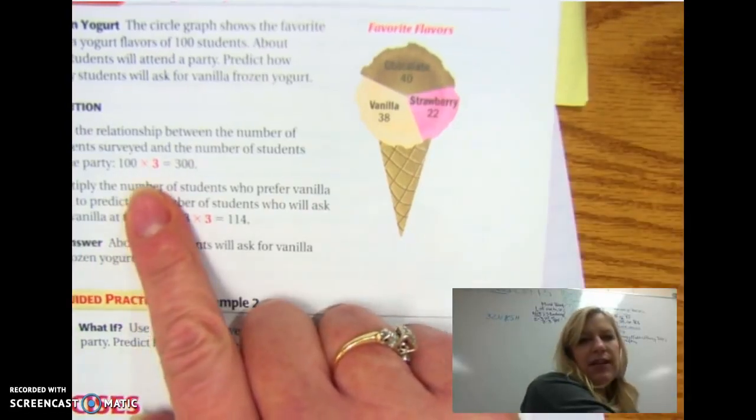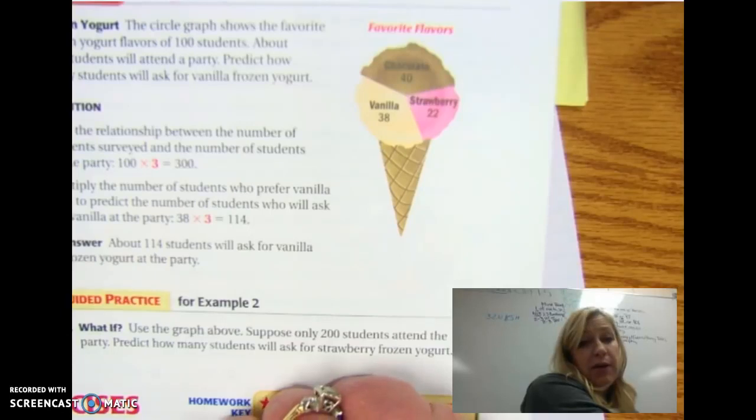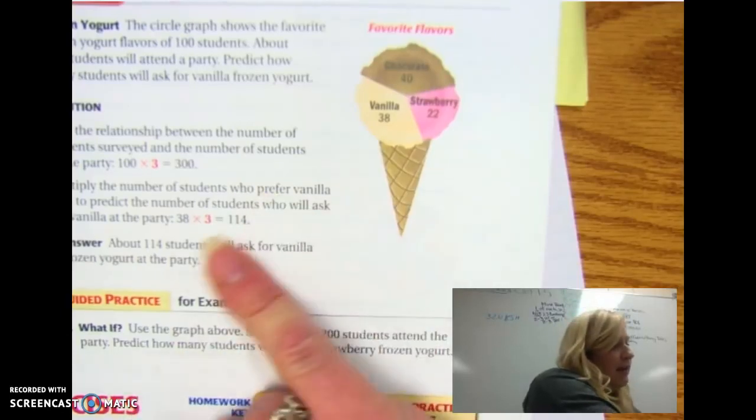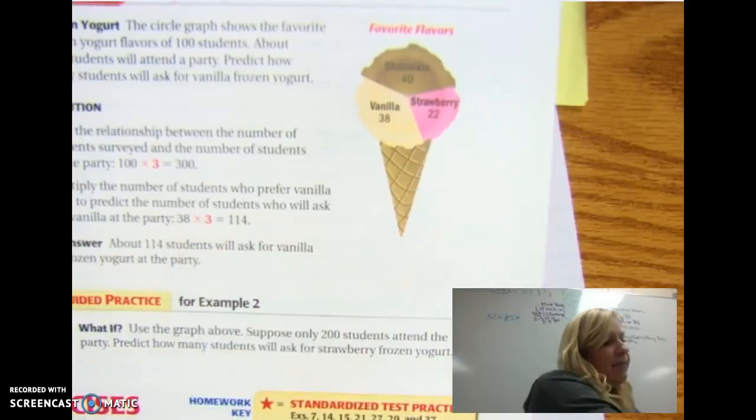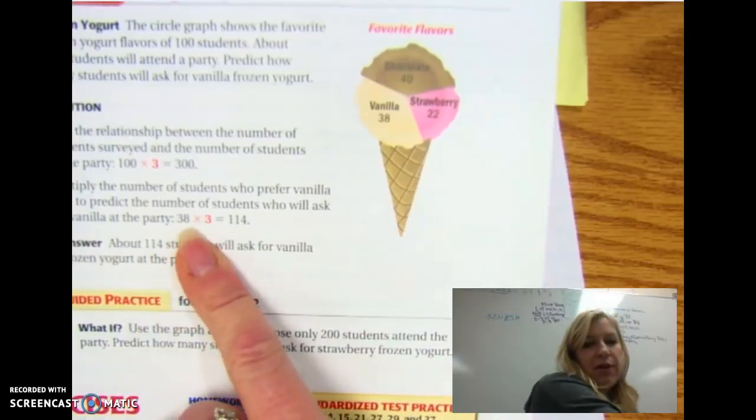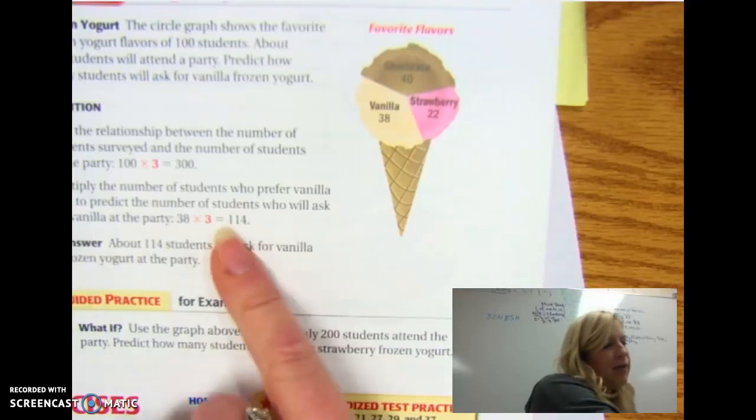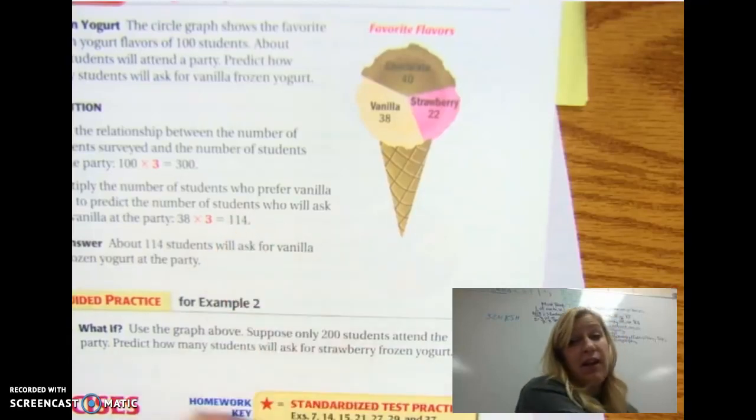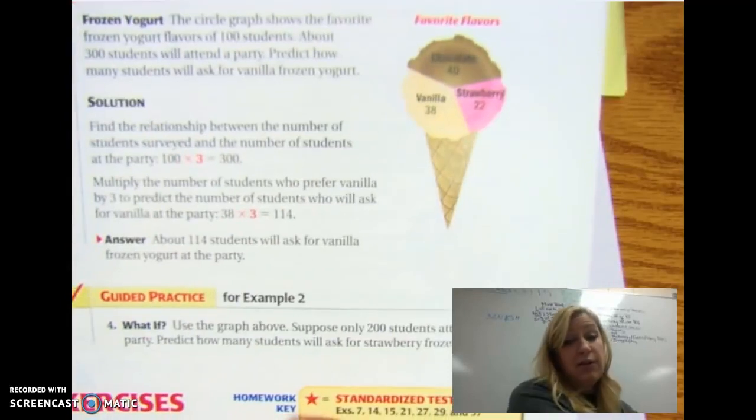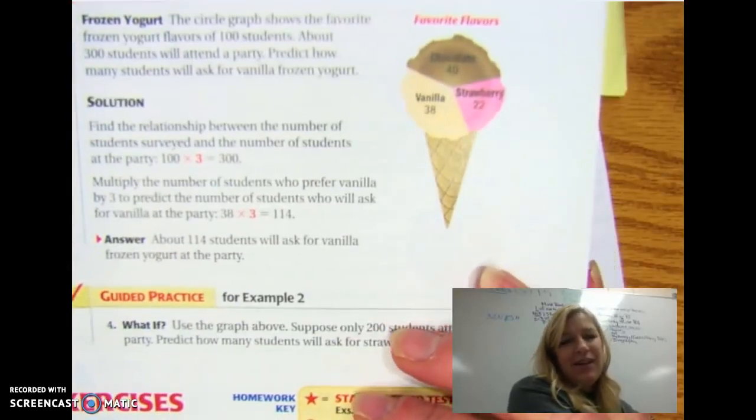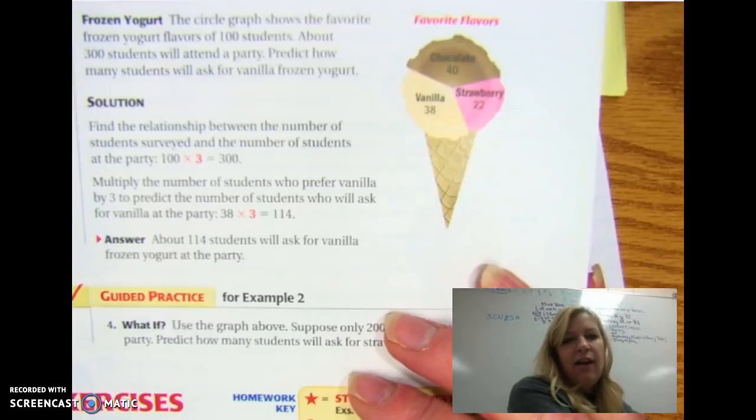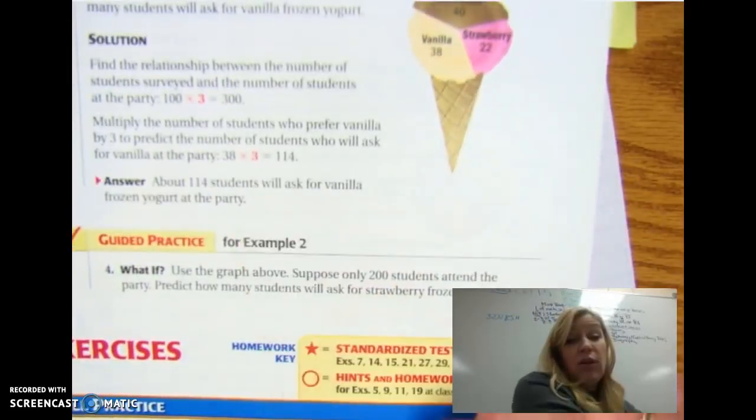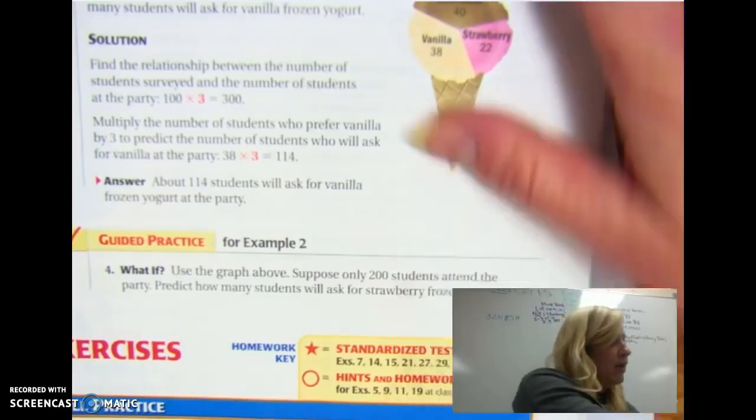Let's predict how much ice cream we would need for 300 people. And if we maybe wanted to get vanilla, well, we would have to multiply 38 times 3. If it's 300, we would need to be able to serve 114 students or kids or families. We'd need to serve 114 vanilla ice cream. Ice cream or frozen yogurt is probably healthier, sorry.